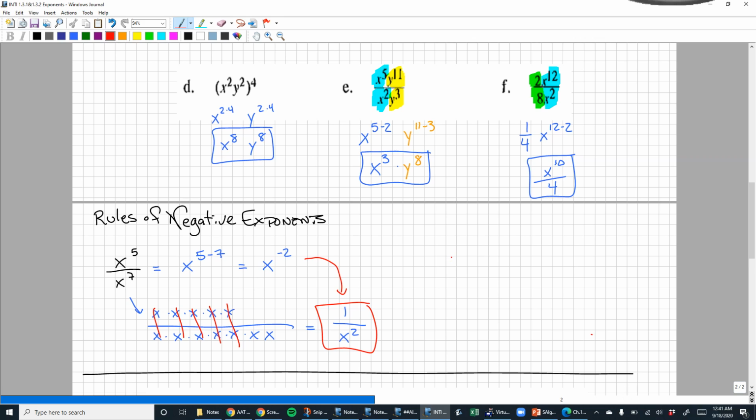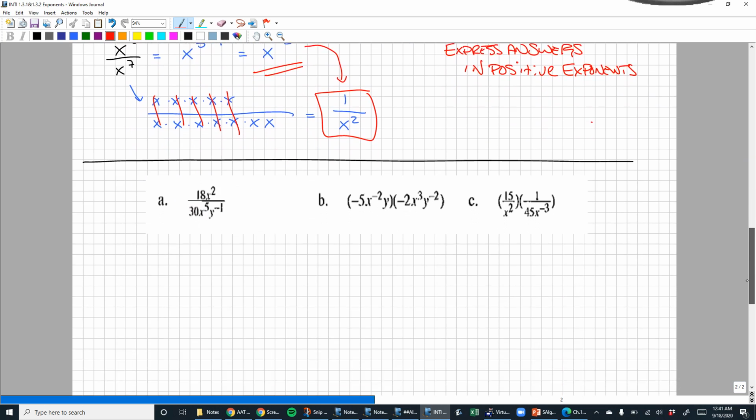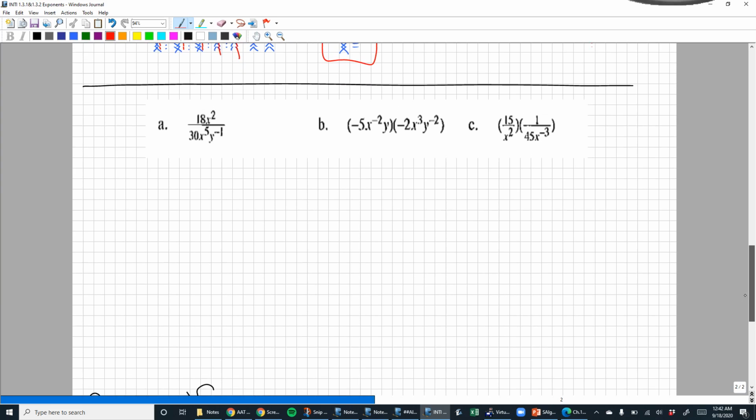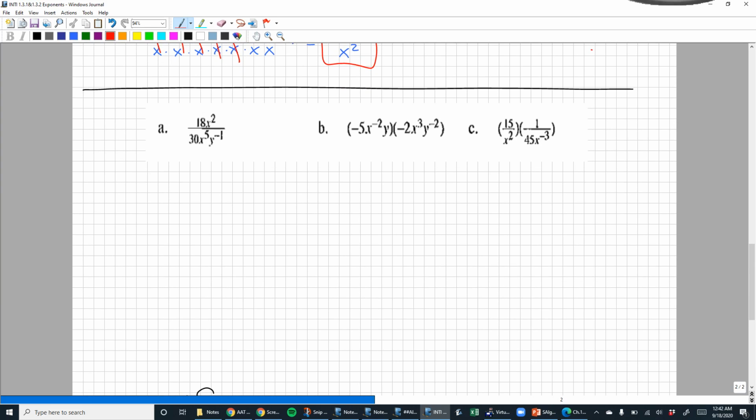Just as a rule, we always want to express answers in positive exponents. So even though this one is not wrong, we always want to write it as 1 over x to the power of 2. All right, let's take a look at a couple harder problems that have a little bit more going on, and then we're going to get into scientific notation.